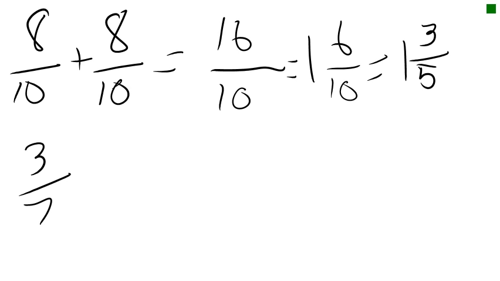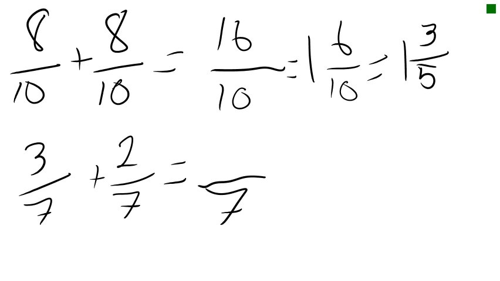So let's do 3/7 plus 2/7. Okay, so again, the denominator stays the same. We add those across. We have 5 over 7, just like that. Alright, so let's go with another addition.